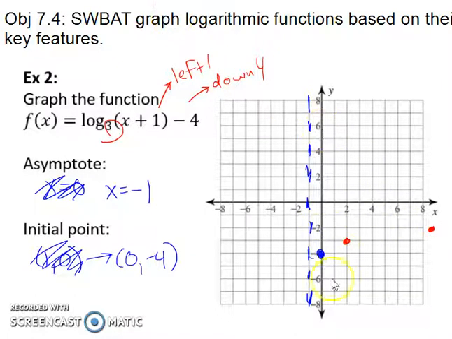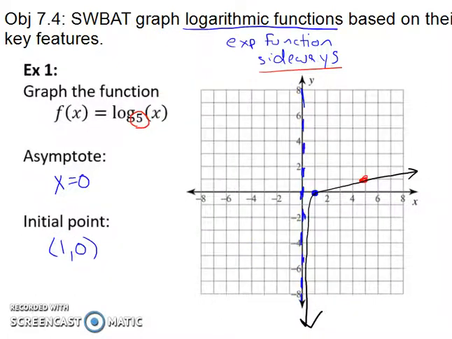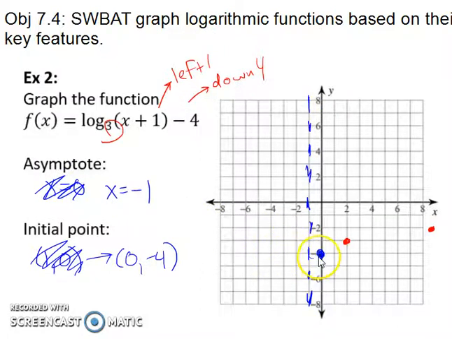And then when you connect it, it should kind of look like the last one, right? A sideways exponential function. It sweeps away from the asymptote as you move up, and then it gets closer to the asymptote as you move down. So same shape, just sideways. And that is it. This is about as complicated as these will get. So we have now graphed logarithmic functions based on their key features.